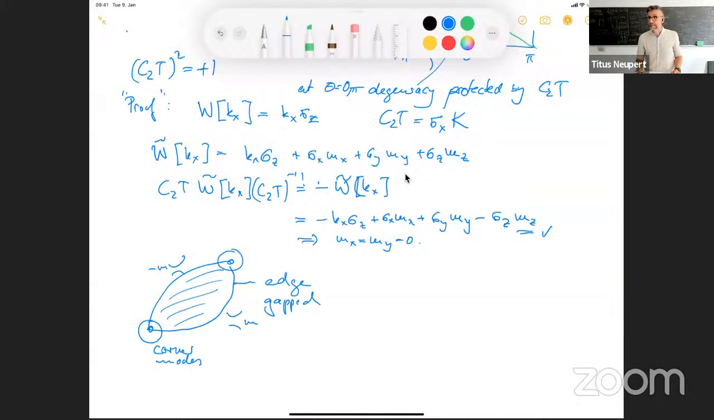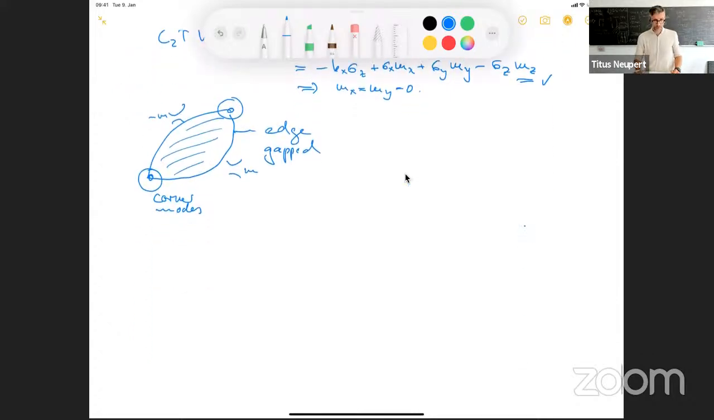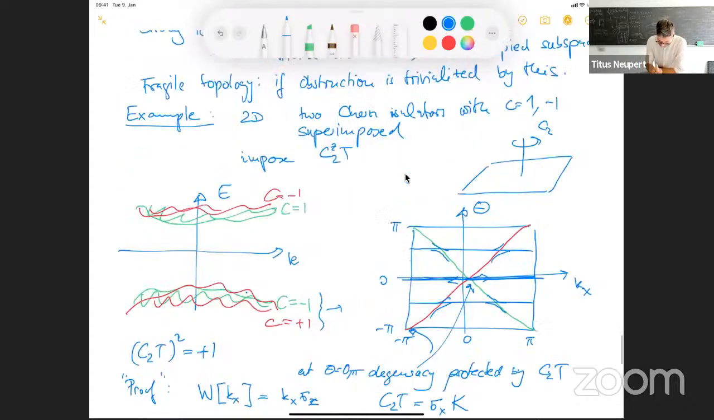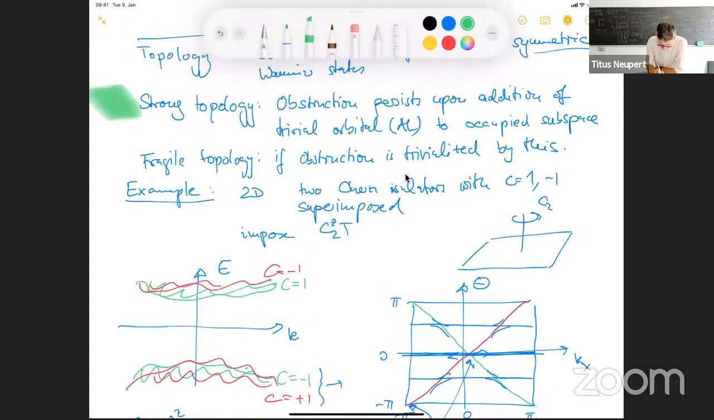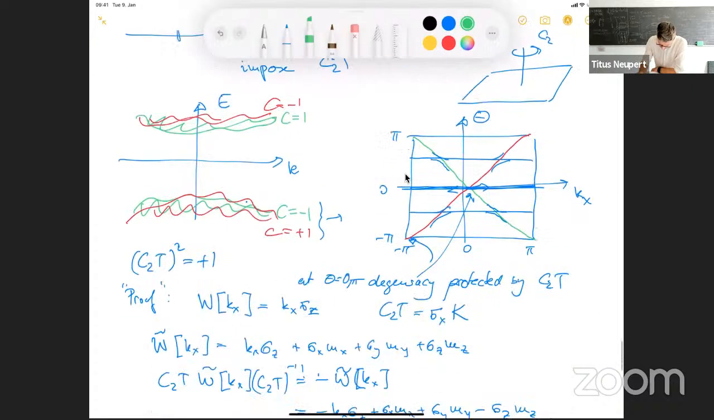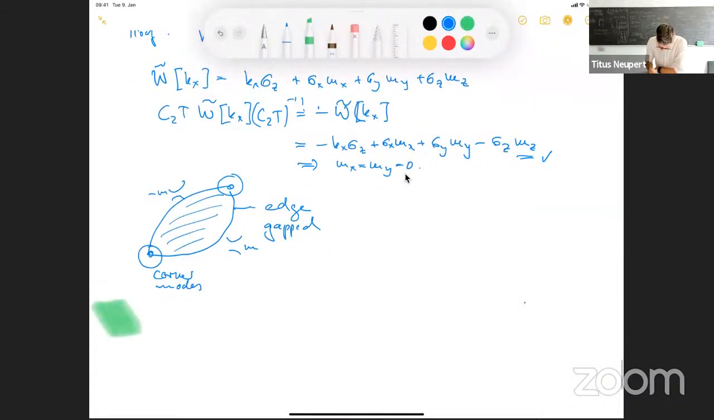Okay, good. Time to move on to delicate topology. And so this was the example for fragile topology. In this sense, this was strong, this is fragile. Now comes number three, delicate. Just want to make sure you get the right reference if you want to read up on this. This is the place to do that. 126.404.